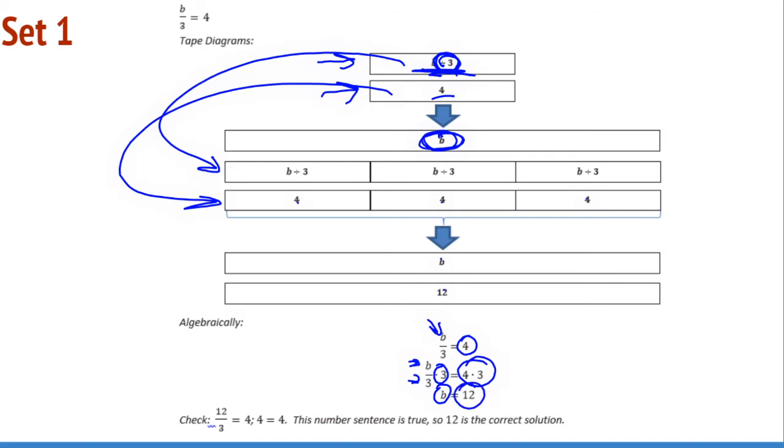And then I can substitute. I decided that b was 12, so I'll substitute in a 12 where the b was. Follow the order of operations. 12 divided by 3 is 4. 4 is equal to 4. So the number sentence is true when b equals 12.